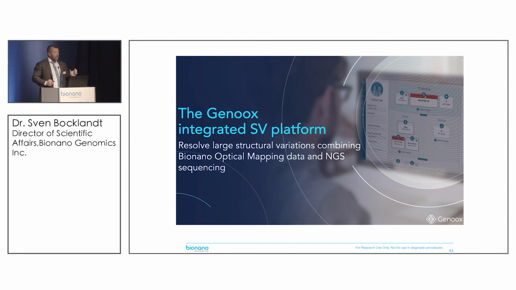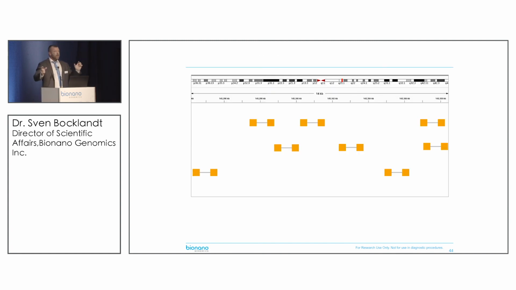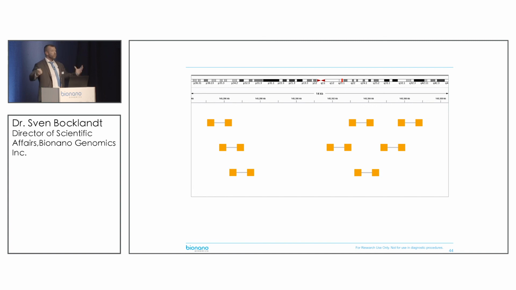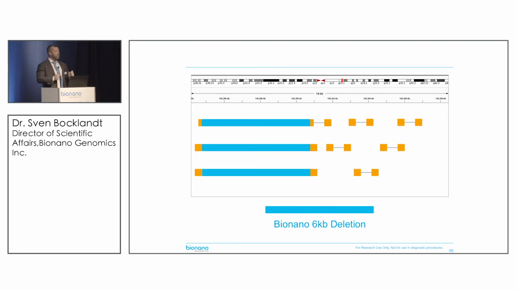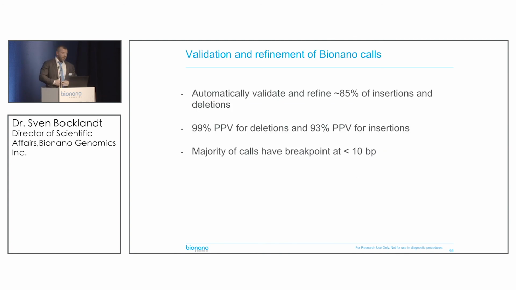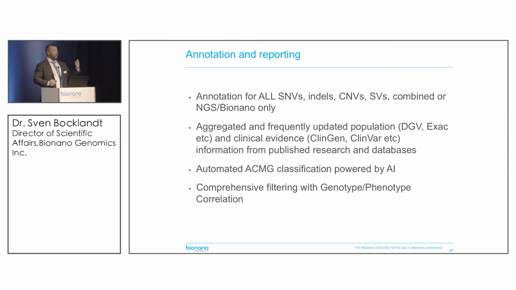But what they do now is, instead of just randomly aligning the Illumina reads to call structural variants, which just doesn't really work, they use Bionano's SV calls to guide that alignment. So when we call that deletion in this region, they will use that information to guide the alignment of the short reads and automatically validate these SV calls with the Illumina data. That way they can validate and refine the overwhelming majority of our SV calls with extremely high precision as well. All these variants are then annotated and classified using AI.